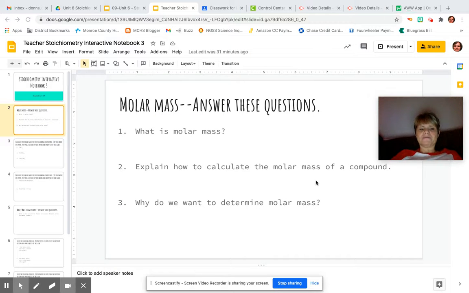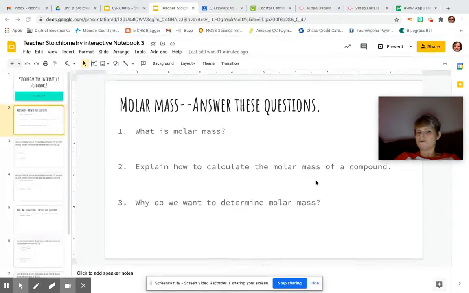Hope you're doing well. We are going to continue with stoichiometry today. So far, we have converted between particles and moles and liters and moles. Today, we're going to be converting between grams and moles, or mass and moles. And how we're going to do that is we're going to be using molar mass.